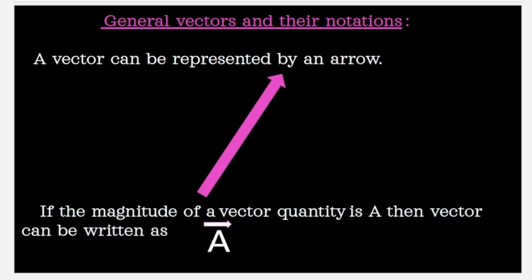A vector can be represented by an arrow. This part of the arrow is known as the arrowhead, which represents the direction, whereas this part is known as the tail, which represents the magnitude. If the magnitude of a vector quantity is A, then the vector can be written as capital A with an arrow on top.